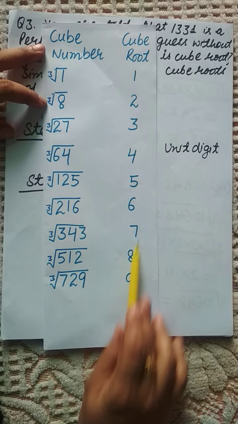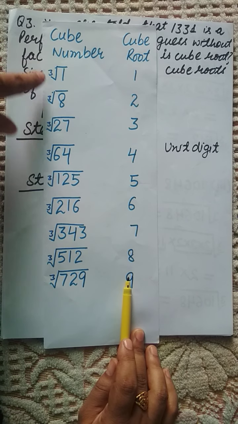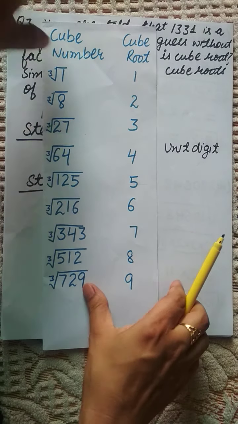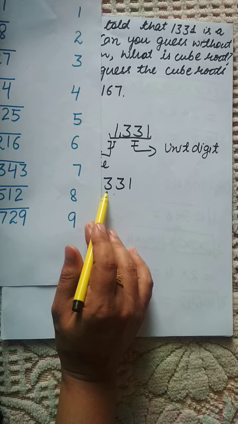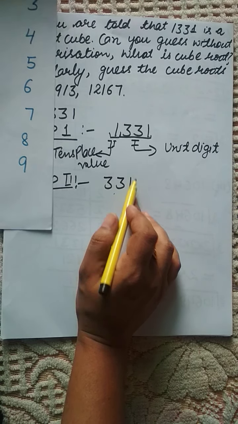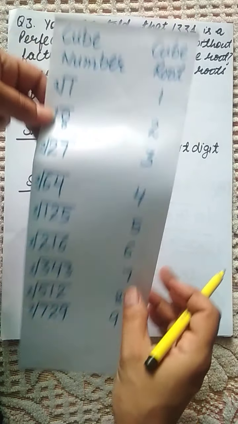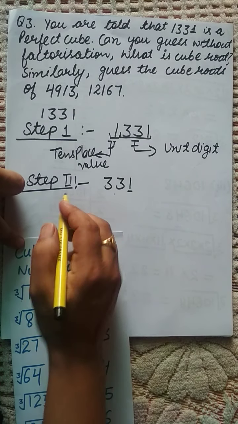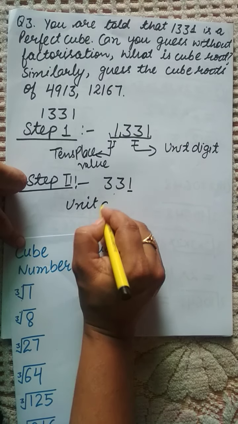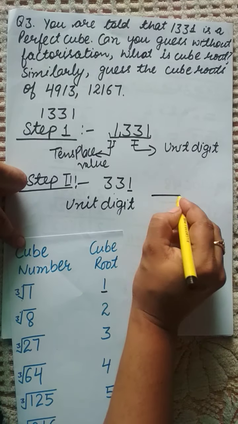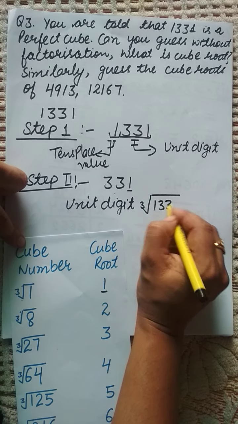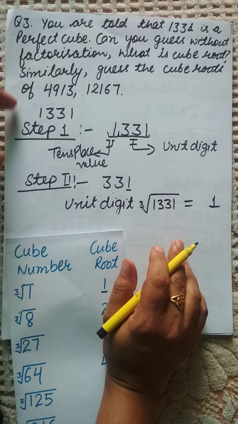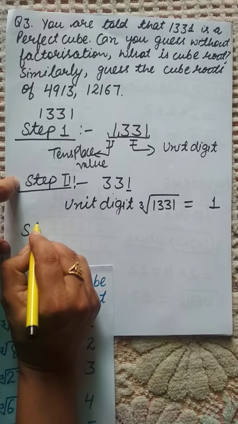In this way, we can identify the unit digit of the cube root from the perfect cube numbers. As here I have the number 331, this number has unit digit 1. So from the chart we can say that the unit digit of the cube root of 1331 will be equal to 1. I have found the unit digit. Now for the tens place, now I will write step number 3.